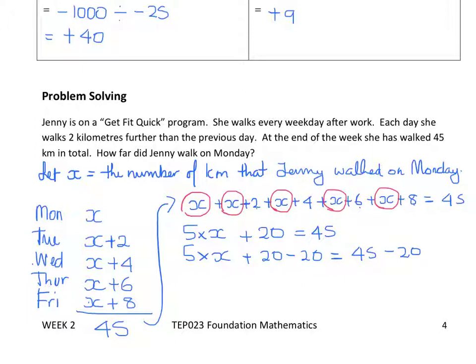Now let's have a look. I've subtracted 20 on the left-hand side and on the right-hand side, so hence the equation still balances. But on the left-hand side, 20 take away 20 is 0. So I'm left with 5 times x is equal to 45 take away 20, that's equal to 25.